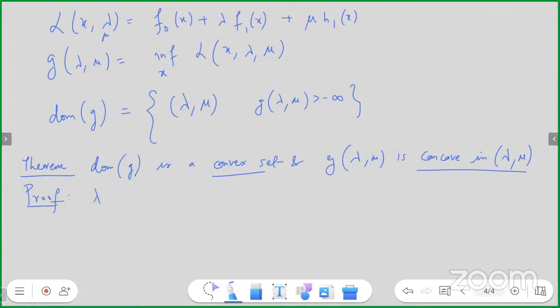Let me do this for just lambda, forget the mu's. It makes it much easier to handle. Everything will go through. So assume that mu is real. There is no equality constraint. So let lambda 1, lambda 2 belong to the domain of g.